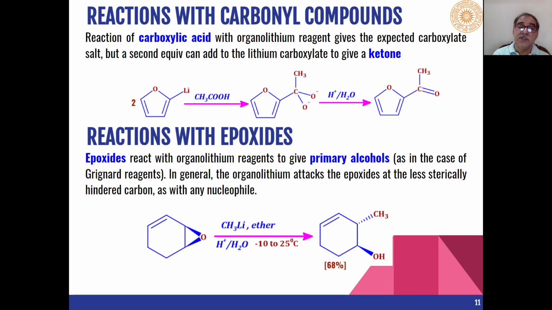Then organolithium reagents, as I told you, add to epoxides to give us alcohols as the product. So depending upon the nature of the epoxide, we will get the type of enantioselective alcohol formation. And in these types of reactions, the organolithium compounds will attack the epoxide from the less hindered side of the epoxide or the substrate.